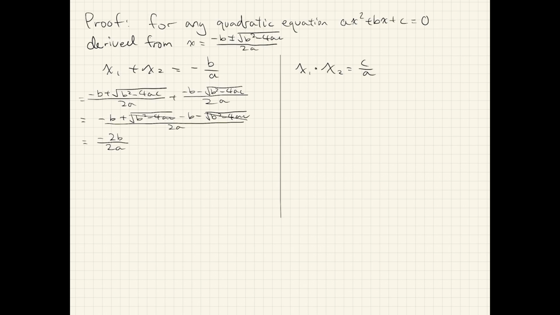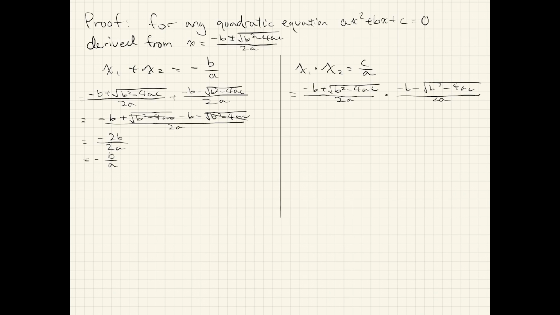Now we notice that it's a fraction, so we want to reduce it to the smallest form. Here with negative 2b over 2a, both of them have a 2, so we can divide both the numerator and the denominator by 2, and we get negative b over a. That's the first formula proved.